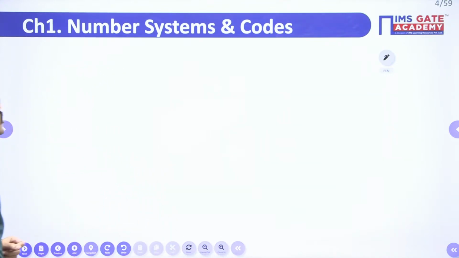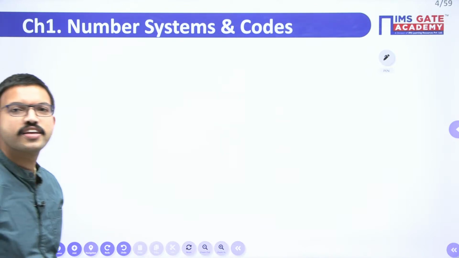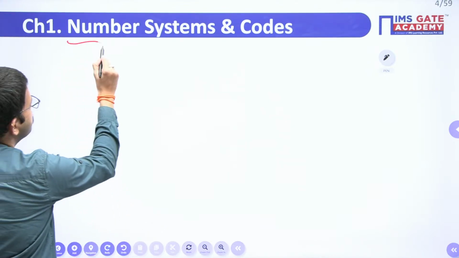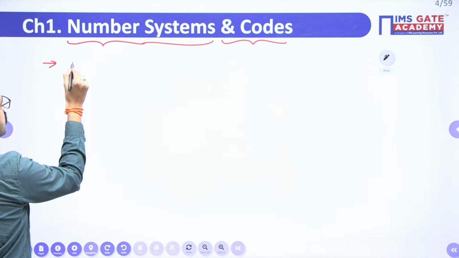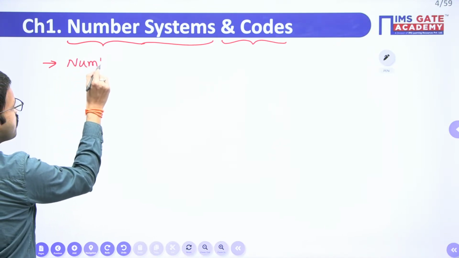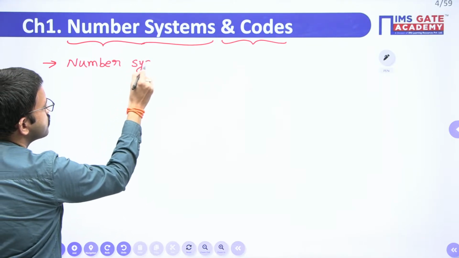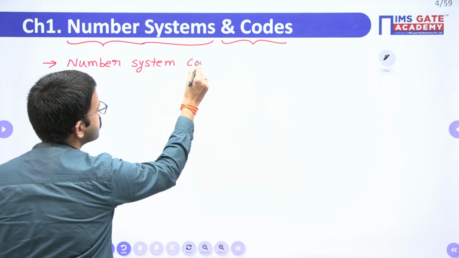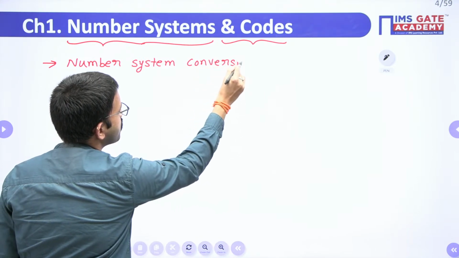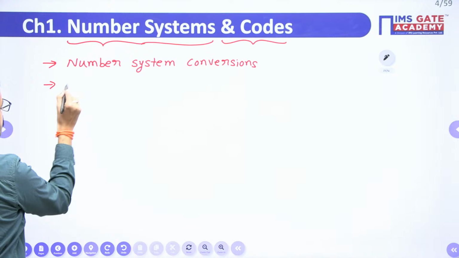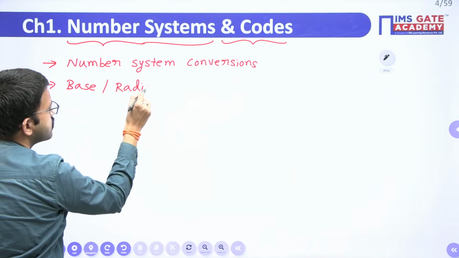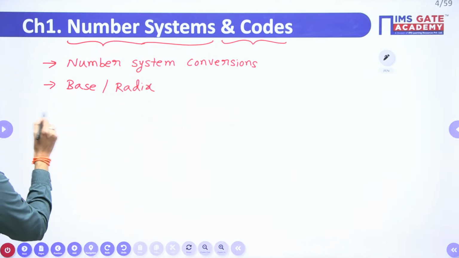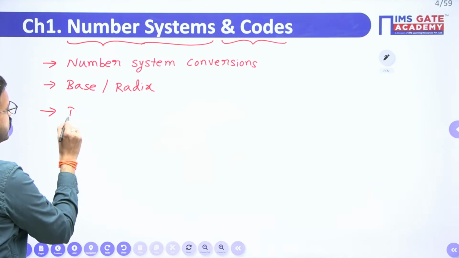Regarding the first chapter, number systems and codes, first we'll discuss the questions related to number system conversions. Then we'll discuss one question related to finding the base or radix. And then we'll discuss one of the most important topics, data representation.